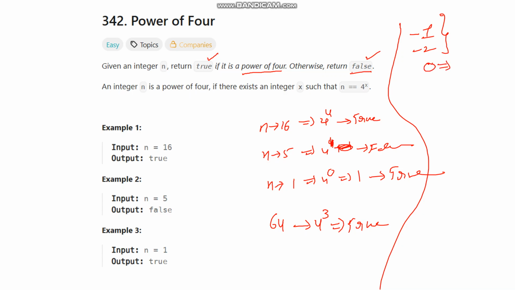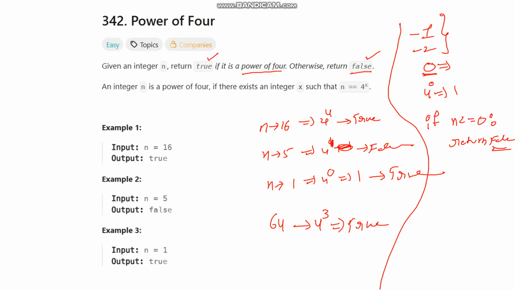Why? Because if you take 4 power 0, what is 4 power 0? 1 only. You are not taking 0 into consideration. That's why the very first condition is if the n value is less than or equal to 0, then directly return the false value. Whenever the negative numbers are presented, we have to return the false value. The negative numbers are not a power of 4 here.